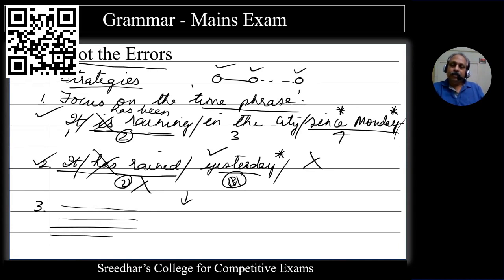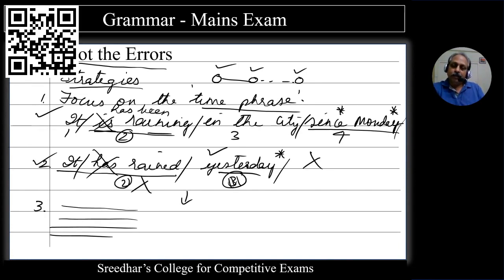So when you use the first strategy, what is the first strategy? Focus on the time phrase. What happens? You can spot the error, one thing, and you can do it with immense confidence, second thing, and there's no ambiguity whatsoever. You can go to the next question with a lot of comfort, with a lot of ease. Now let us see.